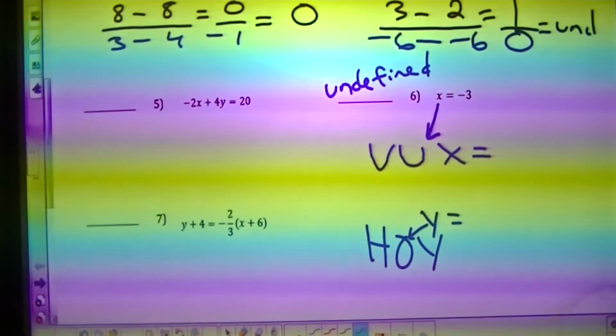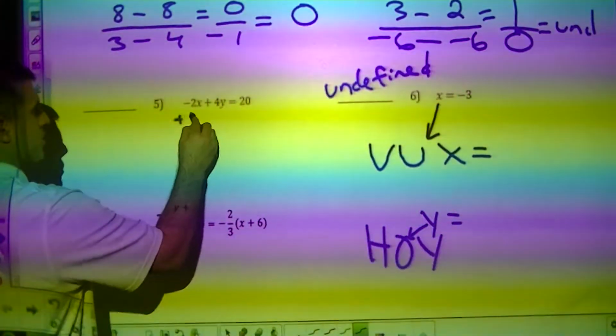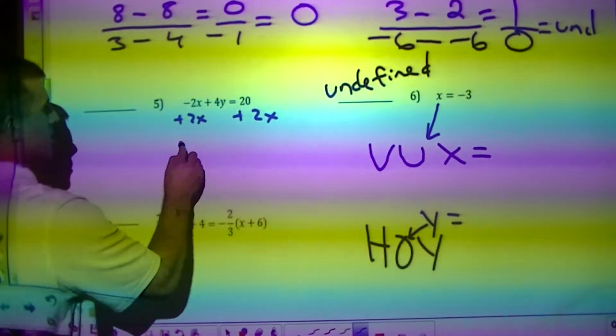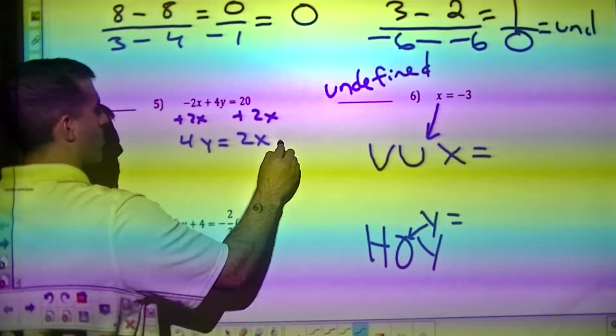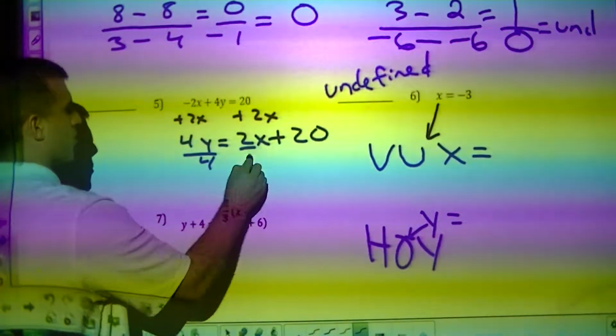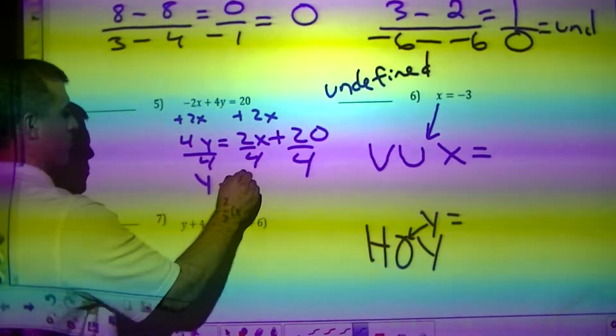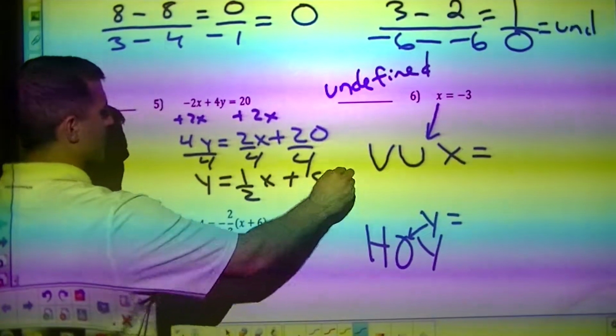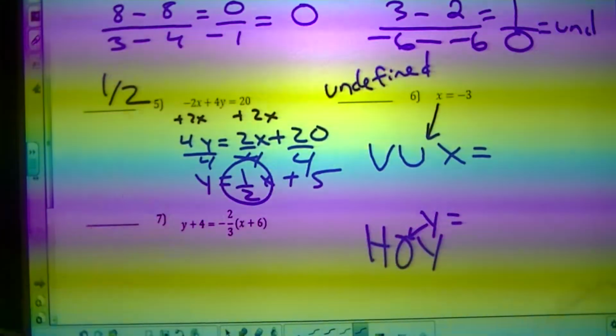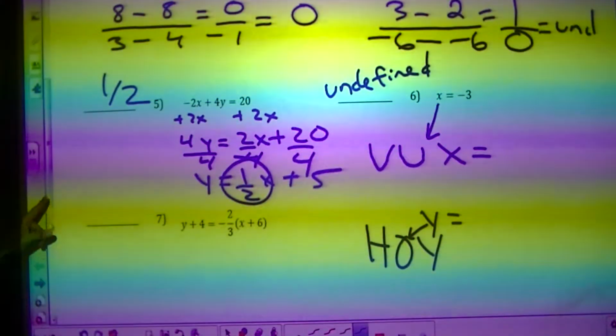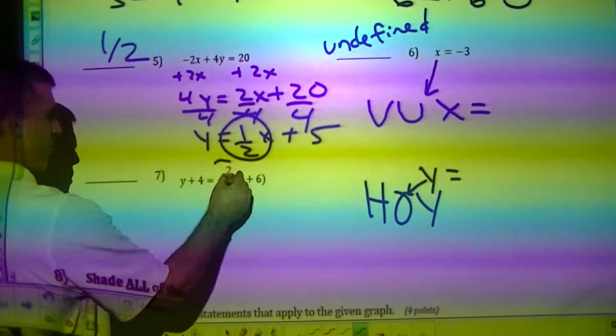Okay? This one I have to get y by itself. So what I'm going to do is add 2x. That's 4y equals 2x plus 20. And then divide by 4. I get y equals 1/2 x plus 5. Now the only thing I need there is the slope. 1/2. Okay?